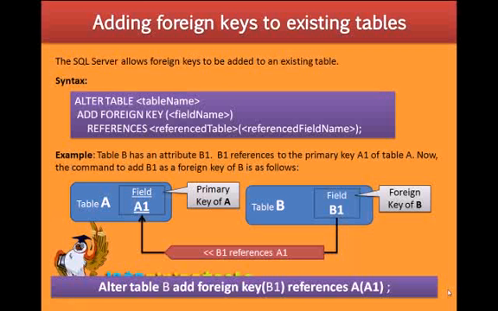So how do we add foreign keys to an existing table? In SQL Server, we do this using the syntax ALTER TABLE followed by the table name, ADD CONSTRAINT FOREIGN KEY followed by the field name, REFERENCES followed by the reference table name and its field. Consider this example. Say we have table A and table B, and table B has an attribute B1. B1 references the primary key A1 of table A. Now we want to use a command to add B1 as a foreign key of B. It can be done using the command ALTER TABLE B ADD FOREIGN KEY (B1) REFERENCES A(A1).